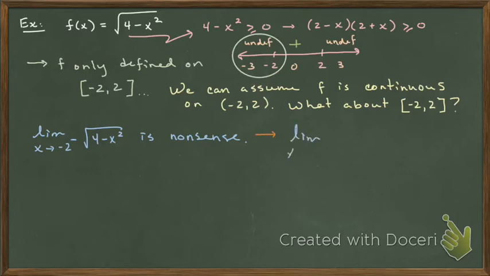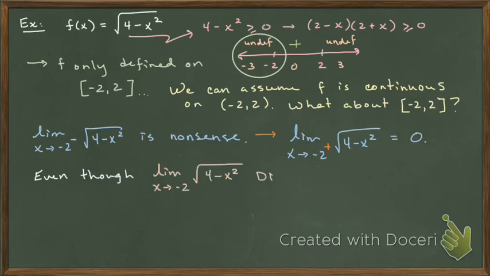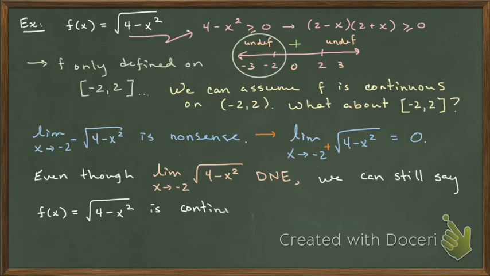However, we can say that the limit as x approaches negative 2 from the right is just 0, because I can plug in negative 2. I can approach negative 2 from the right side. My function is defined there. And in fact, what we're able to say is that that's enough for continuity. So even though the limit as x approaches negative 2 of my function does not exist, we can still say that f is continuous on the closed interval.